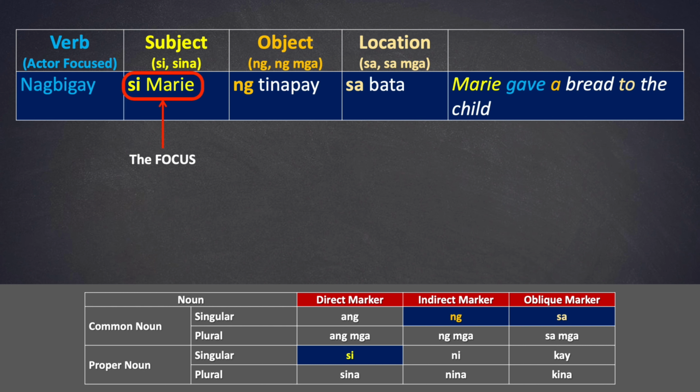Use object-focused verbs if you wish to emphasize the object of the sentence or what or who is the recipient of the action.